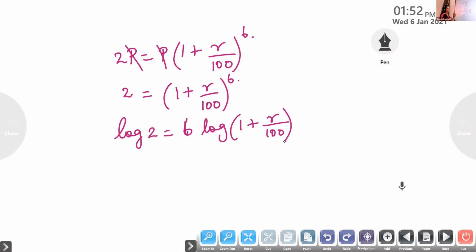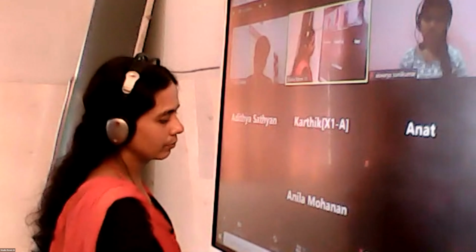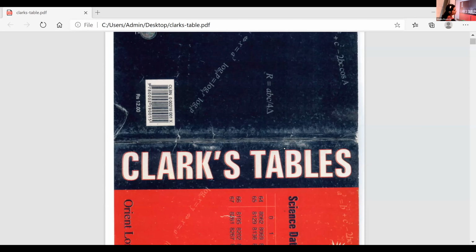So what is log 2? What will be log 2? That's the value we want to find. So what you can do? We can take the log table. From the log table, you can find out what is log 2. What's the value of log 2?